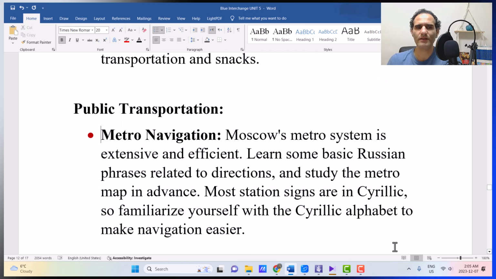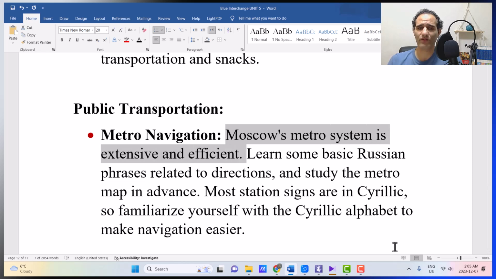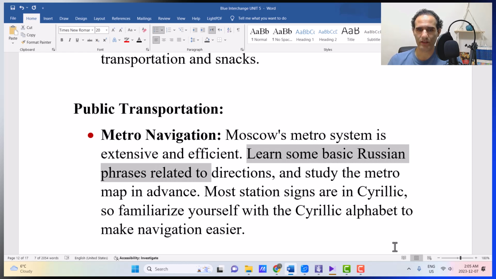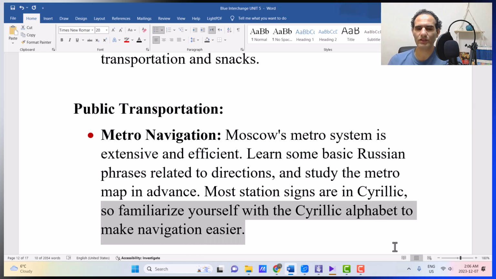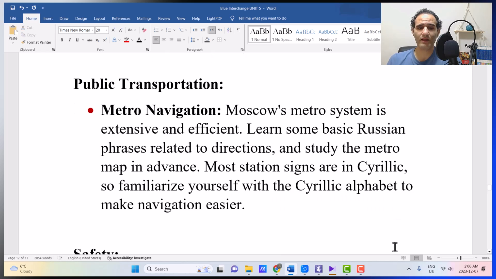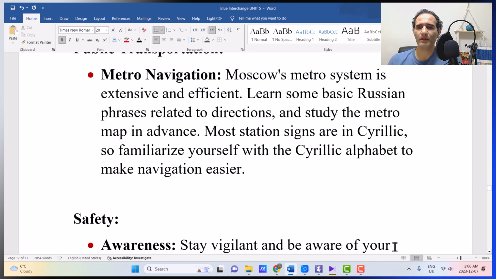What about public transportation? Metro navigation. Moscow's metro system is extensive and efficient. I had a friend who was living in Moscow, and she said that Moscow's metro station is a piece of art. You gotta go and watch it. Learn some basic Russian phrases related to directions and study the metro map in advance. Most station signs are in Cyrillic, the alphabet of the Russian language. So familiarize yourself with the Cyrillic alphabet to make navigation easier. A little difficult, of course, Cyrillic. And I think these days the apps will help you. You don't have to learn Cyrillic.